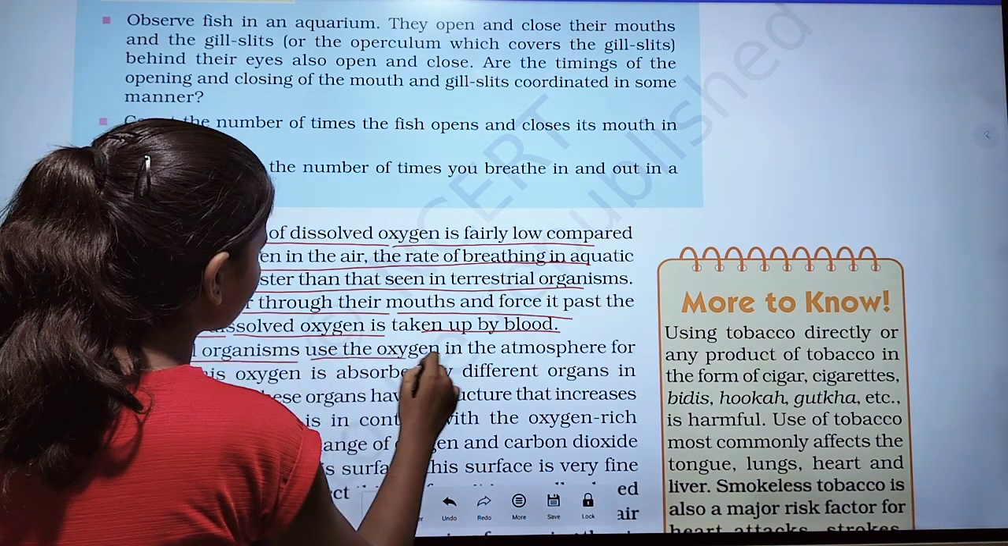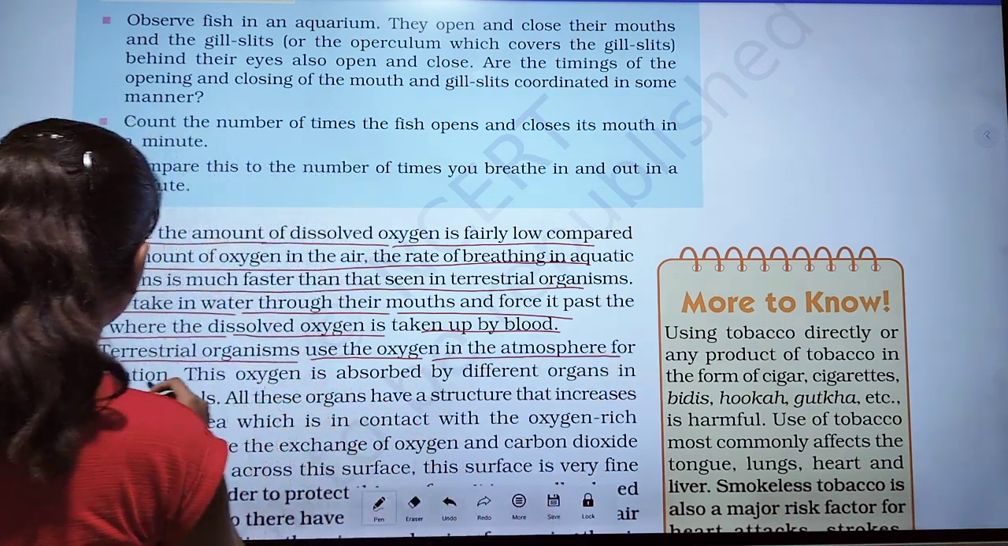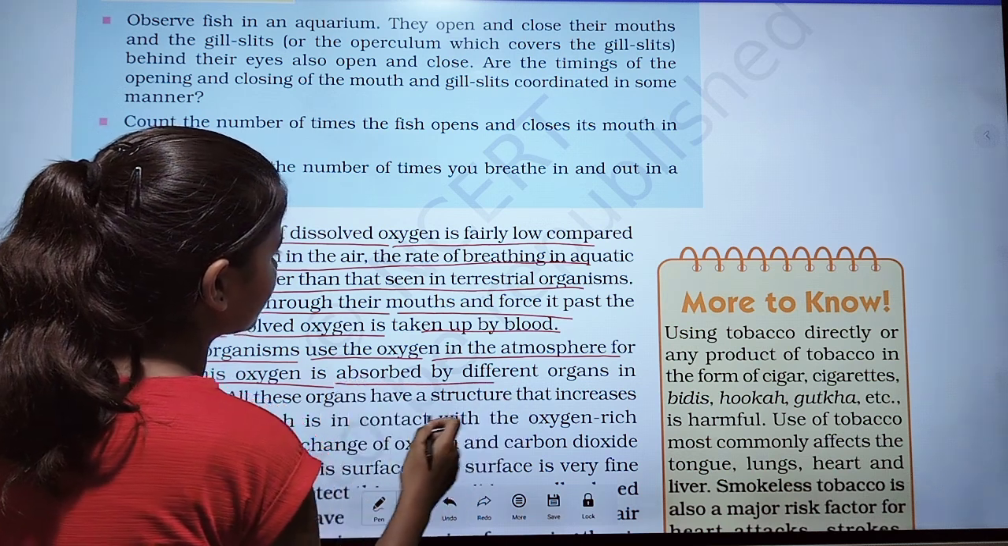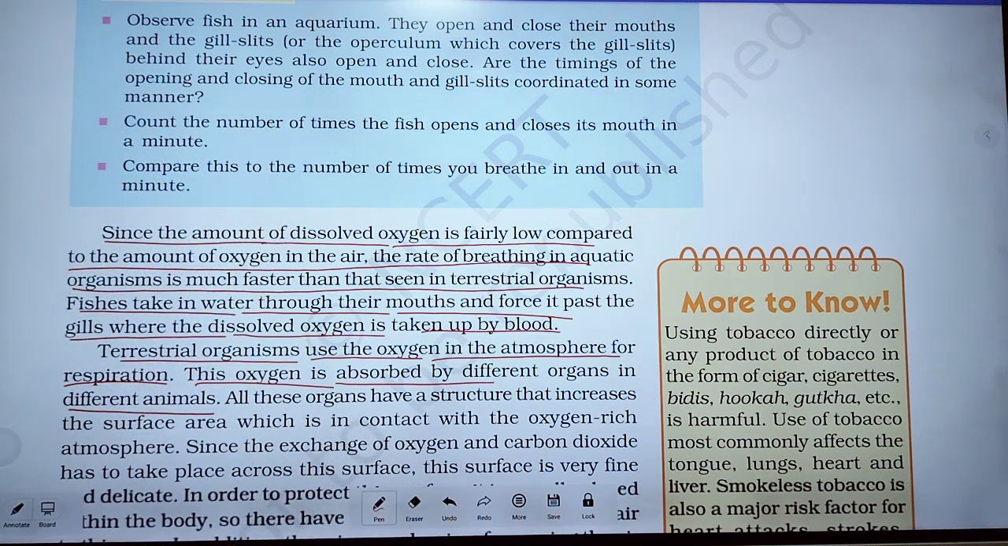Terrestrial organisms use the oxygen in the atmosphere for respiration. This oxygen is absorbed by different organs in different types of animals.